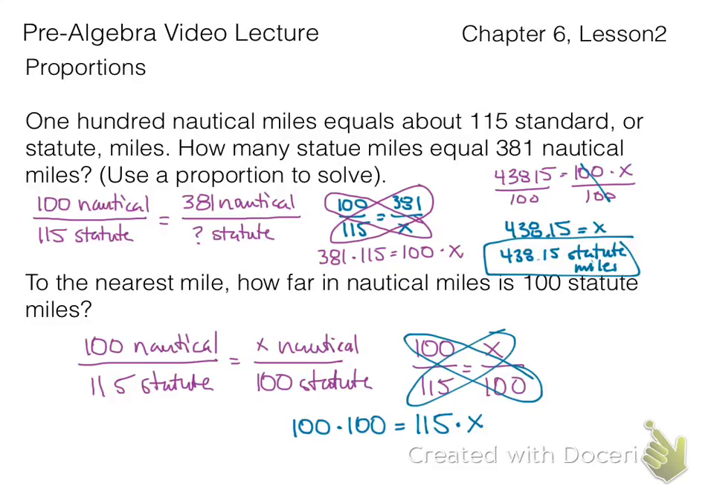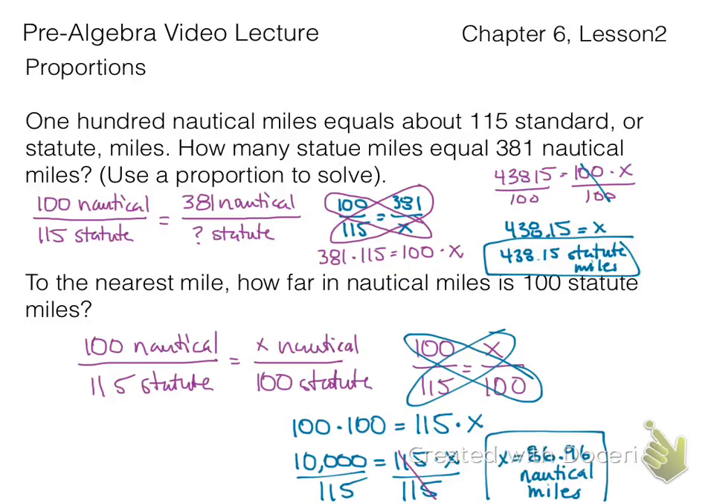100 times 100 is 10,000. 10,000 divided by 115 is 86.96 nautical miles. So again, if you go 100 miles on land, it's about the equivalent of 86.96 nautical miles in water.